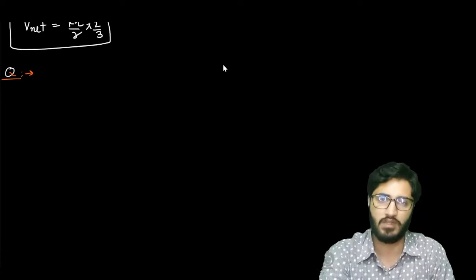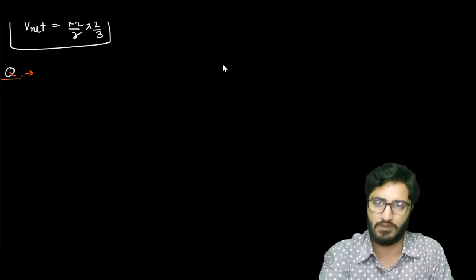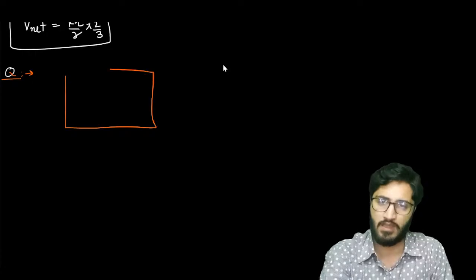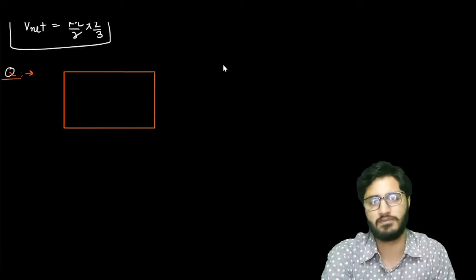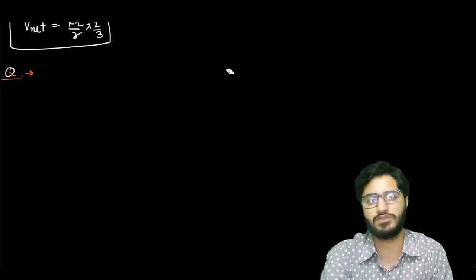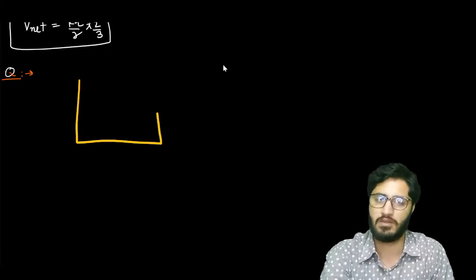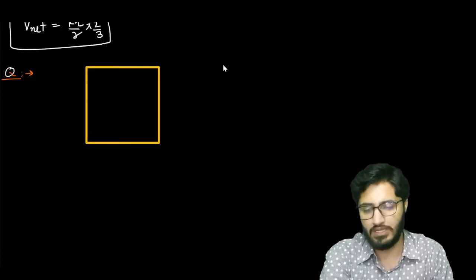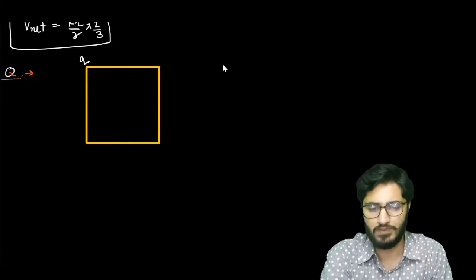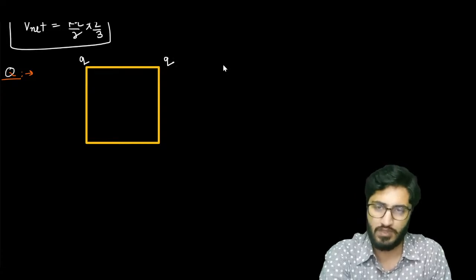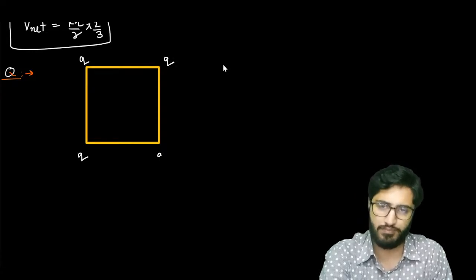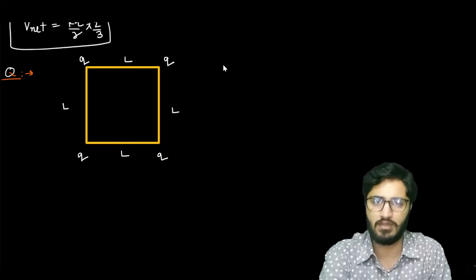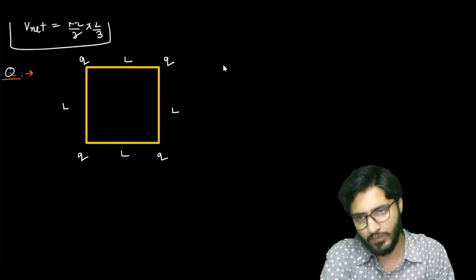Tough one. We have a square. It is a rectangle now. I will make an automatic square. Okay. Now look. Here we have charge plus q. Here charge plus q. Plus q. Plus q. Length is L. L. L. L and L. So this is my point. This one is the point. Point number P. It is at the center.